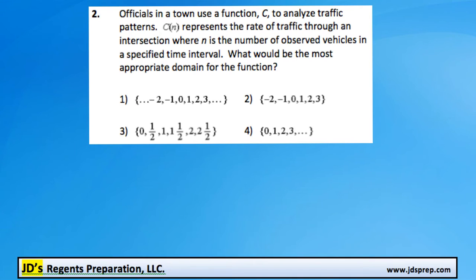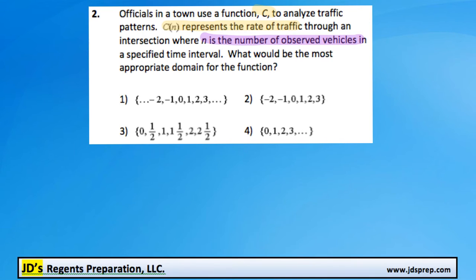Welcome to problem number 2 from the June 2014 Algebra Regents exam. Officials in a town use a function c to analyze traffic patterns. C of n represents the rate of traffic through an intersection, and n is the number of observed vehicles in a specified time interval. The question is, what would be the most appropriate domain for the function?